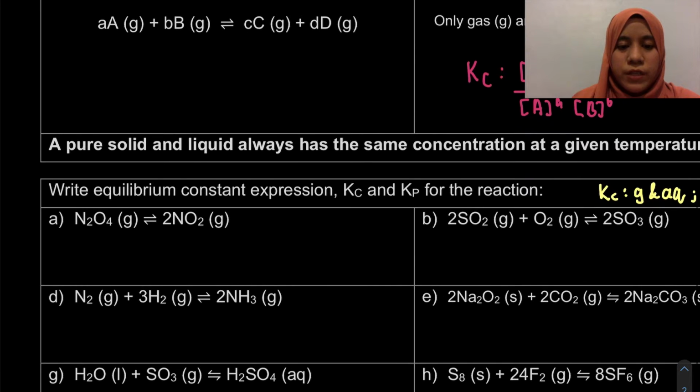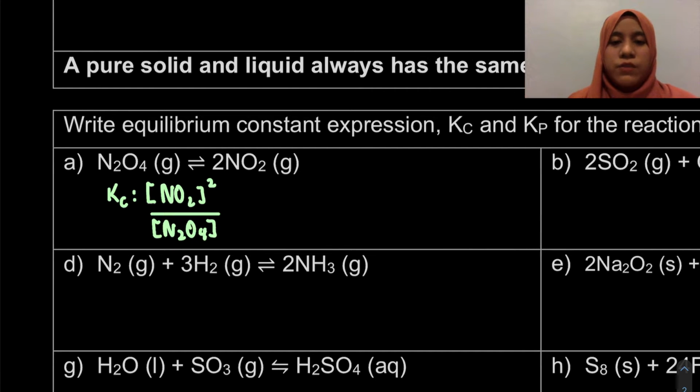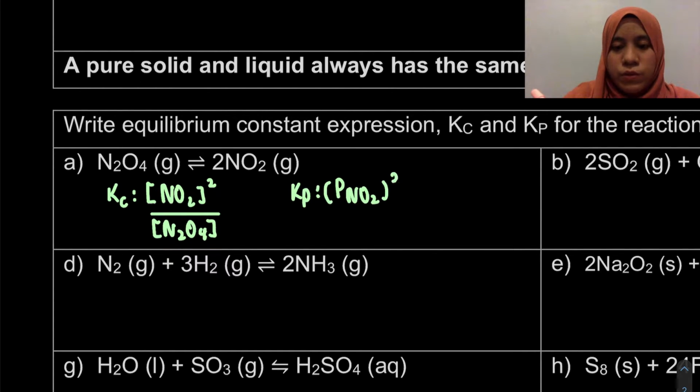So let's write it down. For Kc, it is product over reactant. The concentration must be in square brackets, so [NO2] to the power of 2 divided by [N2O4]. So that is for concentration. For pressure, Kp is equal to the pressure of NO2 to the power of 2 divided by the pressure of N2O4.